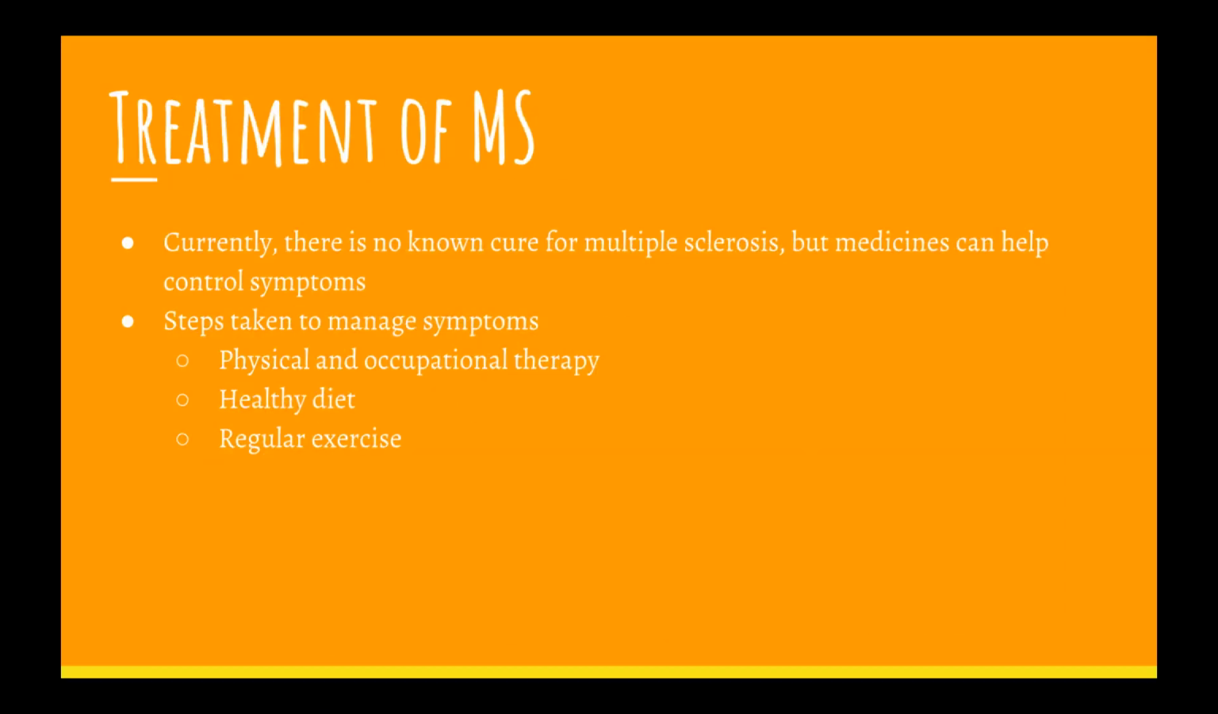Treatment of MS. Currently, there is no known cure for multiple sclerosis, but medicines can help control symptoms. When a flare-up or relapse happens, steroids lessen inflammation and help speed up recovery. Several medicines can be given to reduce the number of relapses and slow down progression of the disease. People with multiple sclerosis can take steps to manage symptoms, including physical and occupational therapy, eating a balanced diet, and exercising regularly.